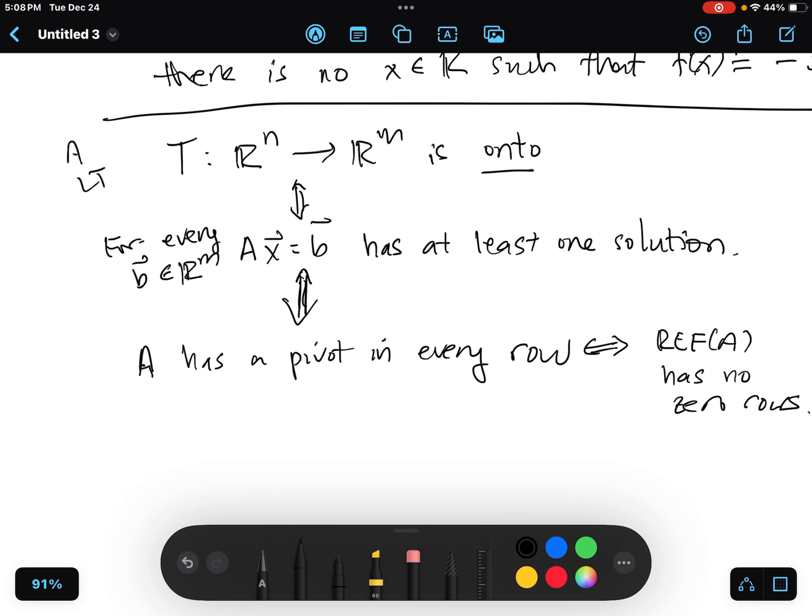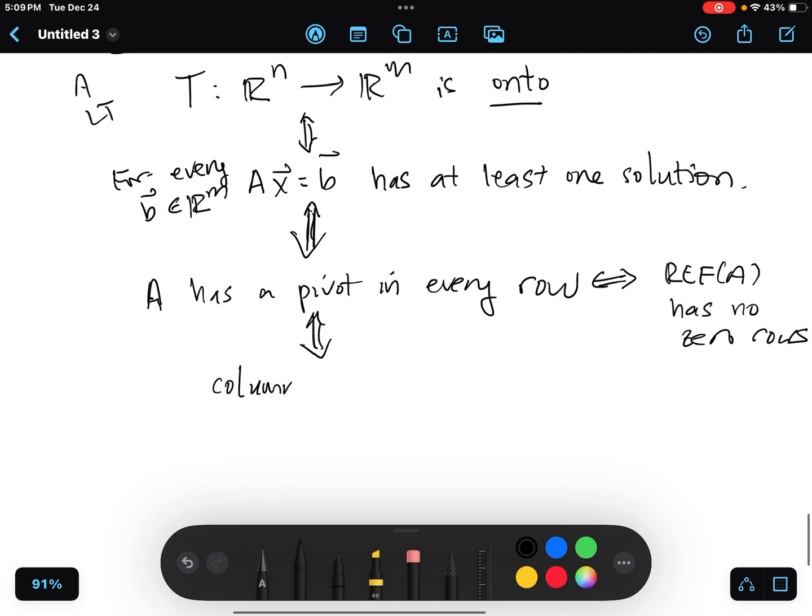And what can we say about the columns of A? They span. Remember, AX equals B has a solution when B is in the span of the columns of A. So if every B in Rm makes AX equals B consistent, that means that Rm must be equal to the span of the columns of A. So the columns of A must span Rm. So all these are equivalent mathematically to saying that T is onto.